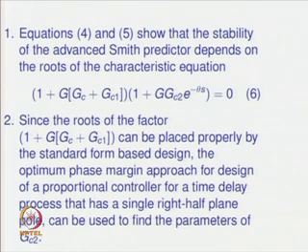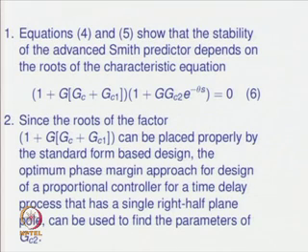Equations 4 and 5 again show that the stability of the advanced Smith predictor depends on the roots of the characteristic equation: 1 plus G times Gc plus Gc1 times 1 plus G Gc2 e to the power minus theta s is equal to 0. Particularly, if you look carefully at equation 5, it has a denominator with the characteristic polynomial, the characteristic equation given in equation 6.